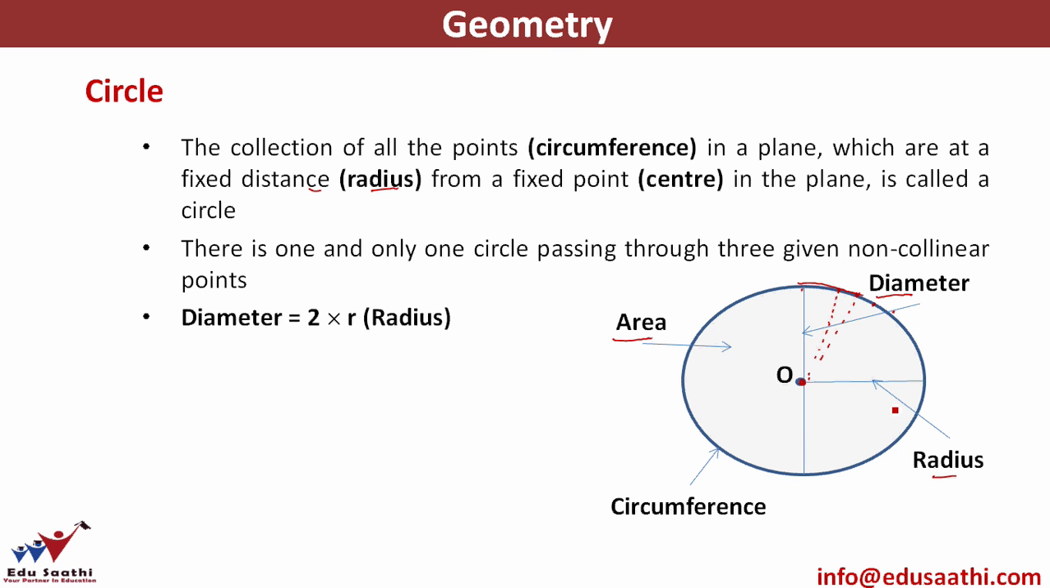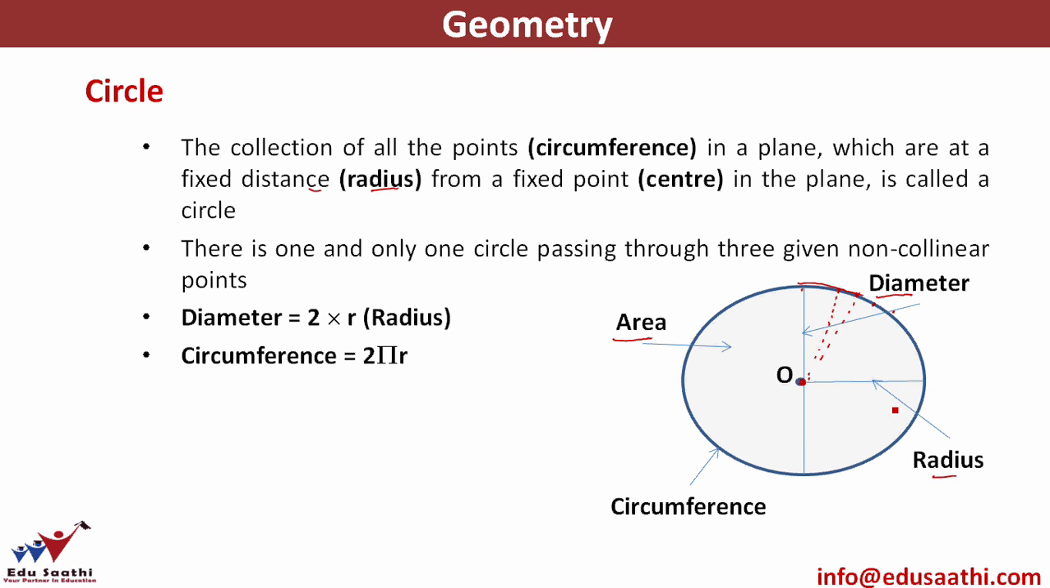As already stated, diameter of a circle is twice the radius. Radius is from the center to the circumference. Diameter is double that of radius. A line joining the 2 points on the circumference of the circle and passing through the center of the circle is known as diameter.